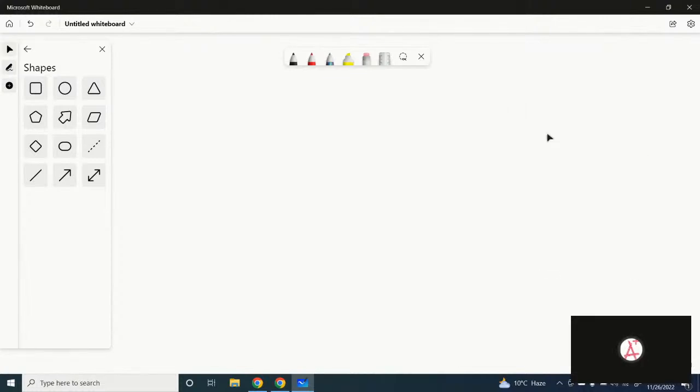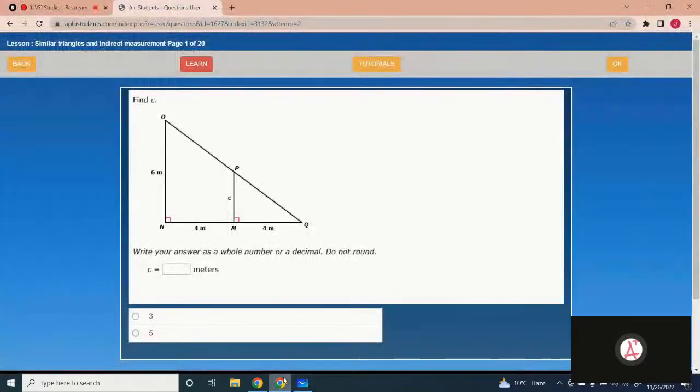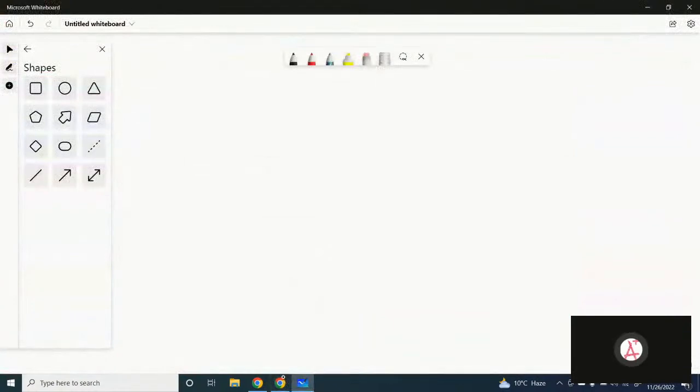It is not the right angle triangle. Okay, let me draw N to O, the greater one. I'm going to draw two triangles. N, Q, O.